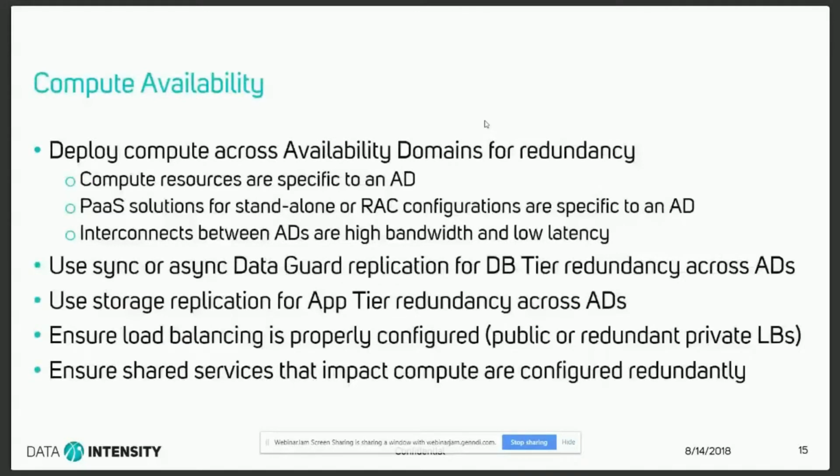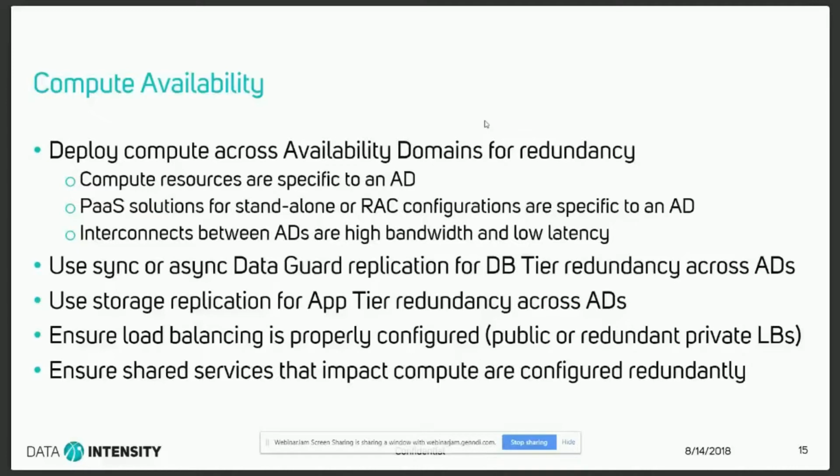For compute, there are some key things to understand. Deploying cross-availability domains is key in terms of redundancy. Compute resources are specific to an availability domain. So if you want to have redundancy, you have to provision those resources in multiple of the 3 availability domains. So typically we'll see customers have availability domains 1 and 2, and if they have redundant application tiers, they'll deploy application tier 1 in availability domain 1 and application server 2 in availability domain 2.